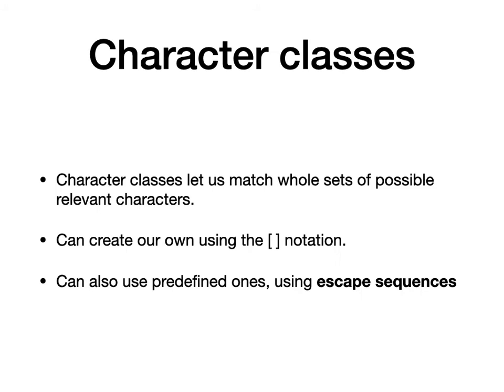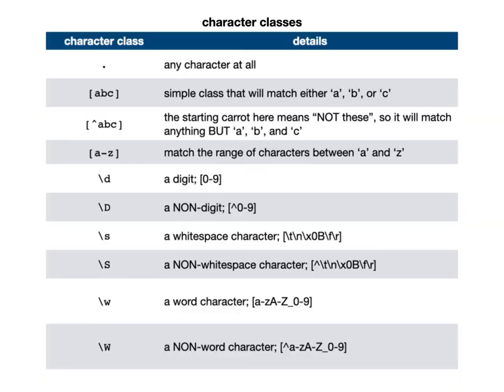So, character classes let us match a variety of possible relevant characters as opposed to just one explicit character, right? You can create your own set, your own class, using the box notation, the square brackets. And we could use predefined ones that are very common in processing lots of text using escape sequences. Let's look at the list. So once again, one character class that captures everything is the dot, right? Any character. That's cool. That works. This helps us to just say, hey, there's going to be a character here. I don't care what it is. I still want you to match the pattern.